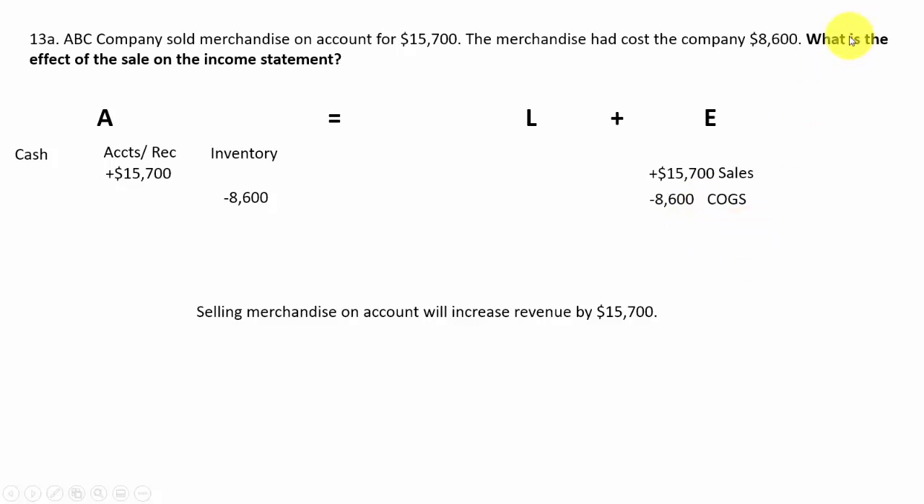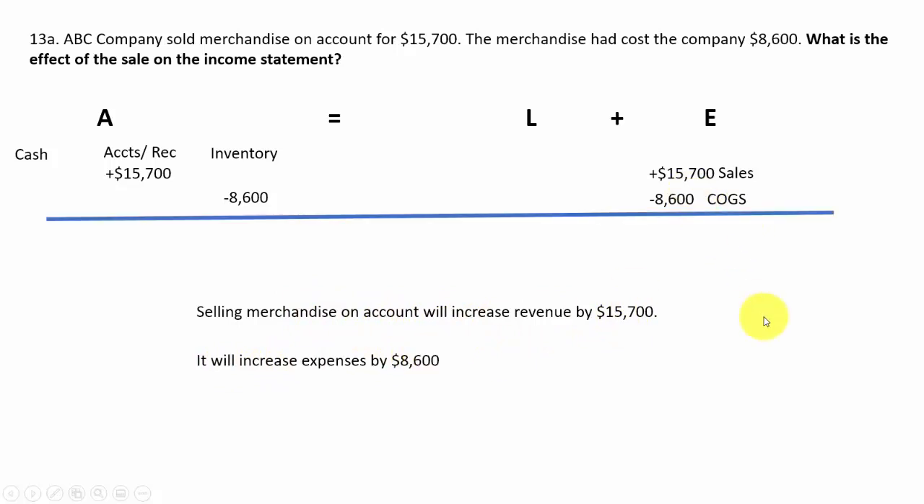And they want to know what is the effect on the income statement. Well, sales will go up by $15,700, and expenses will go up by $8,600, which is the cost of goods sold. And it looks like we've got our accounting equation in balance by $7,100, which is the net effect, the gross margin, which is what this sales effect will be on the income statement.